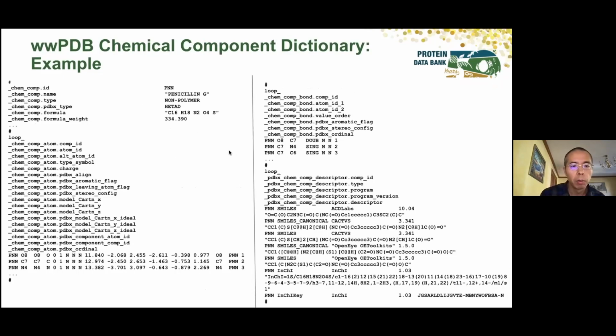Now here's an example of the CCD definition of penicillin G in mmCIF format. You can see first the unique identifier PNN, the short letter code for this ligand, and the formula and formula weight are recorded, and other things I skipped. Going down, you see the atom list. Each atom is uniquely labeled with its model coordinates and idealized coordinates. And there's the bond order, all explicit, and the chemical descriptors: SMILES, canonical SMILES, and InChI key.